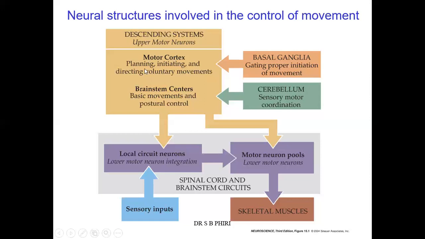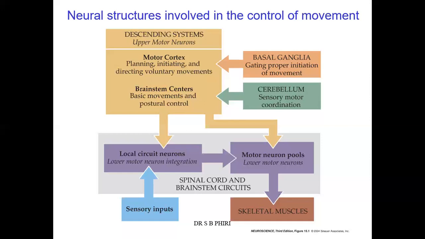The motor cortex is involved in planning, initiating, and directing voluntary movements. The brainstem centers are involved in basic movements and postural control, but they receive input from the basal ganglia and the cerebellum. The basal ganglia helps with proper initiation of movement through the cortex and the brainstem centers. We also have the cerebellum, which is involved in sensory motor coordination. The cerebellum we'll discuss in lecture 6. So today we're just interested in the basal ganglia, which is also involved in modulation of motor movements.